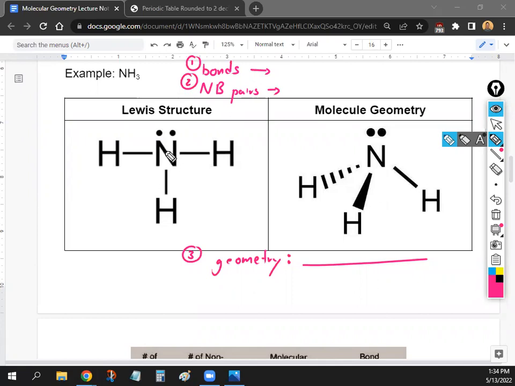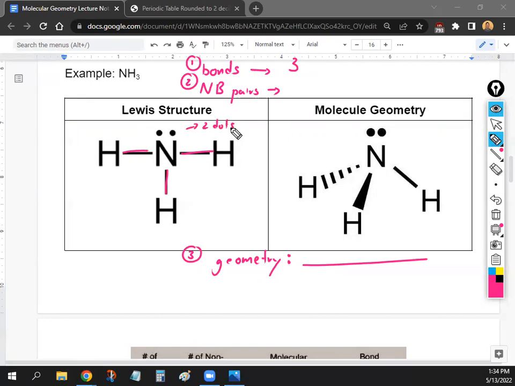So if we look at the middle atom, how many lines are coming out of it? 3. Yeah, 3. There's 1, 2, 3. So there are 3 bonds. Okay, and if we take a look at the middle atom, how many non-bonding pairs are there? So how many dots are there? 2. There's 2 dots, right?